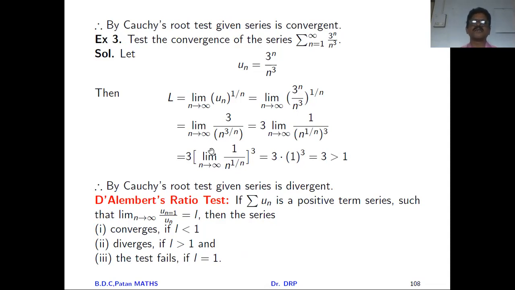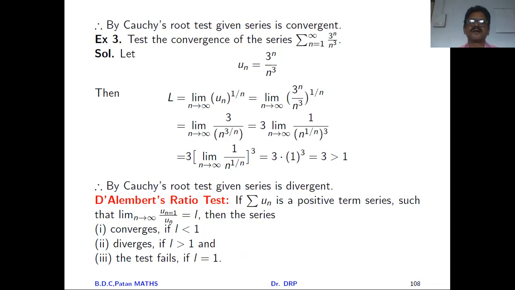So friends, you will understand here the 2 examples we have discussed on the comparison test, and the rest of the 3 examples are based on Cauchy's root test. So if a power of un exists in the given example, then in that case you use Cauchy's root test. In my sense, you understand the meaning similar to geometric series.